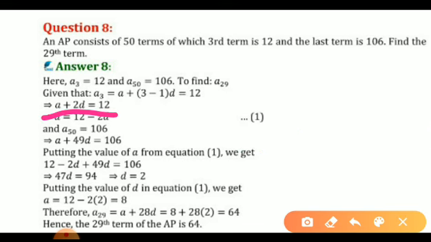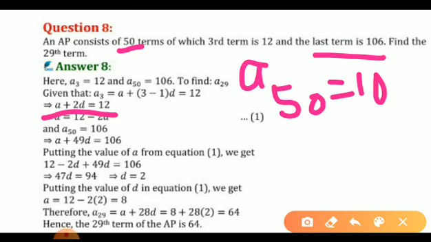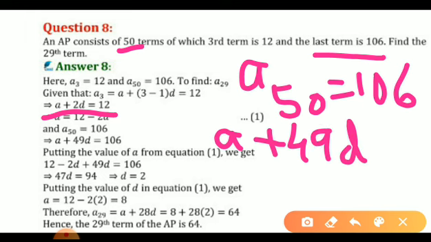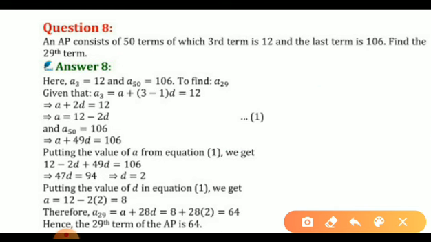Okay, then also it is given what? The last term is 106. Total how many terms do you have? Total terms are 50. That means the last term, A50, is given to be 106. Okay, that means may I say that A plus 49D is given to be 106, right? That means now I have two equations: A plus 2D is 12 and A plus 49D is 106.